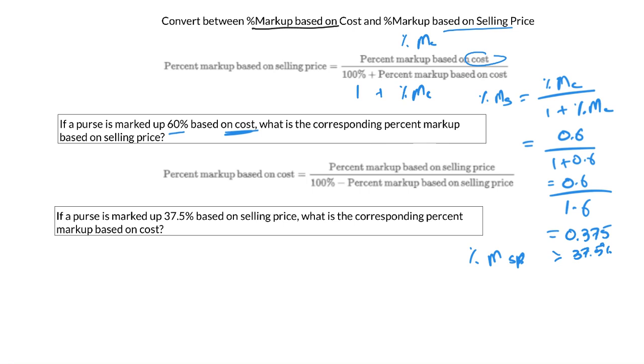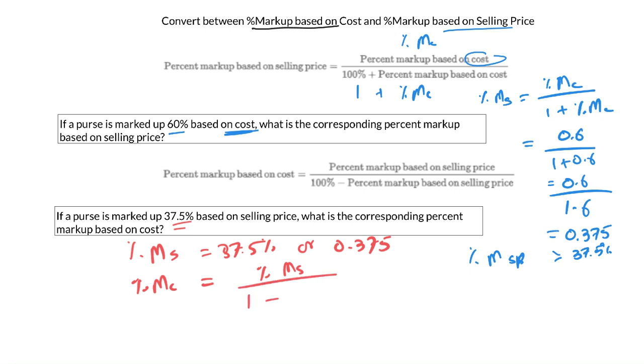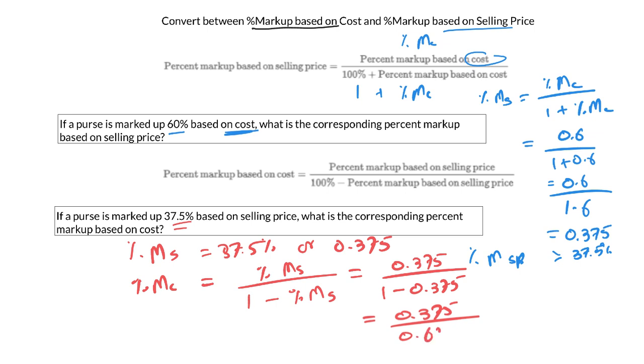So in our example, suppose we were told that the percentage markup based on selling price is 37.5 or 0.375. Can we get our percentage markup based on cost? Well, yes. What we do is we take our percentage markup based on the selling price and then divide it by 1. Now notice the minus sign, percentage markup based on the selling price. So we have 0.375 divided by 1 minus 0.375. Which is 0.375 divided by 0.625, which is 0.6 or 60%.